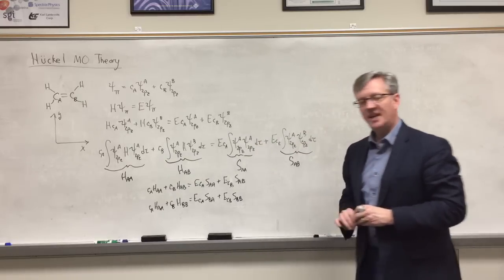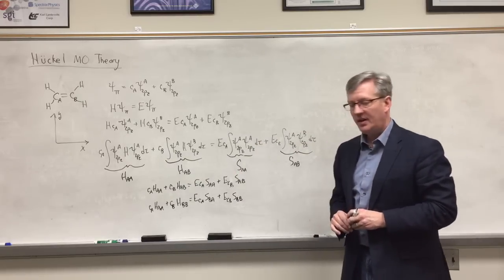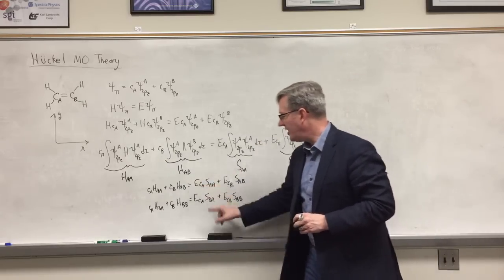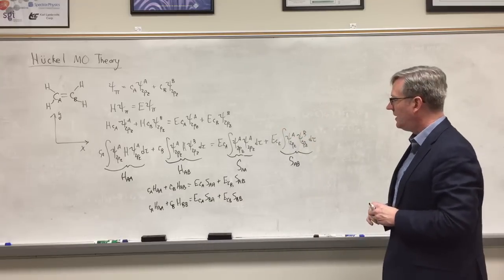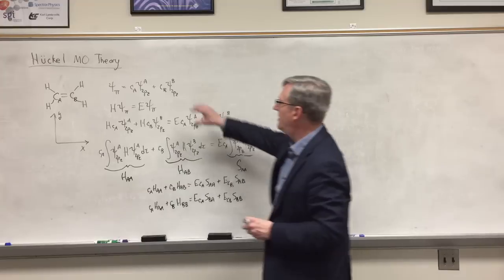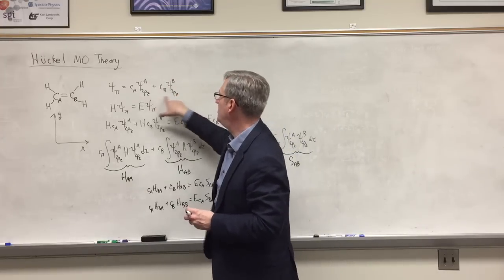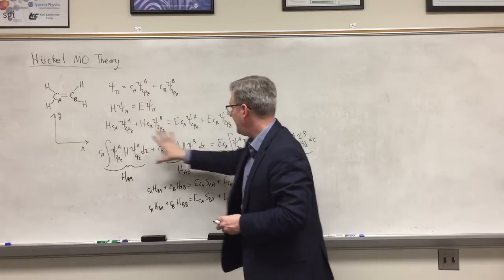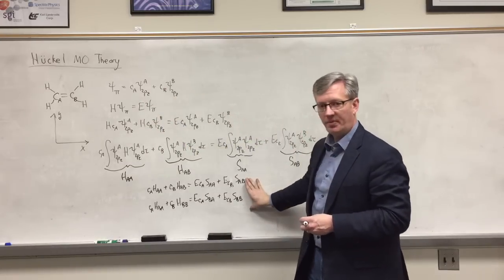These are my two simultaneous equations. They have to hold in order to determine the energy and the two coefficients. Now, so far, my approximations have only been that I'm only taking the linear combination of two 2pz type orbitals. Everything else has flown through with no other approximations.